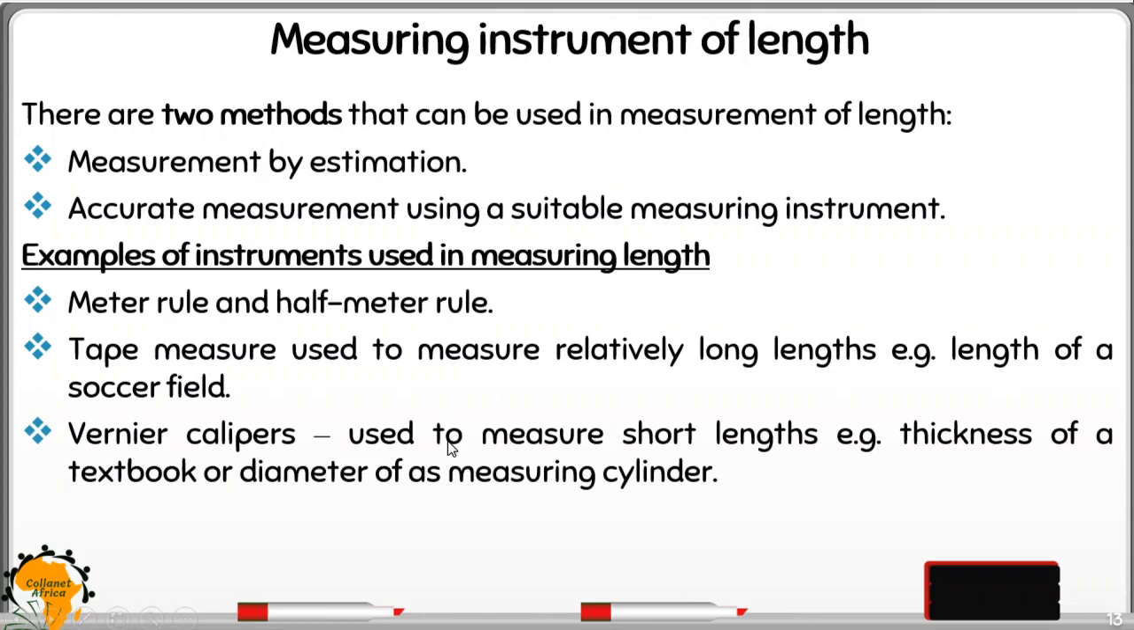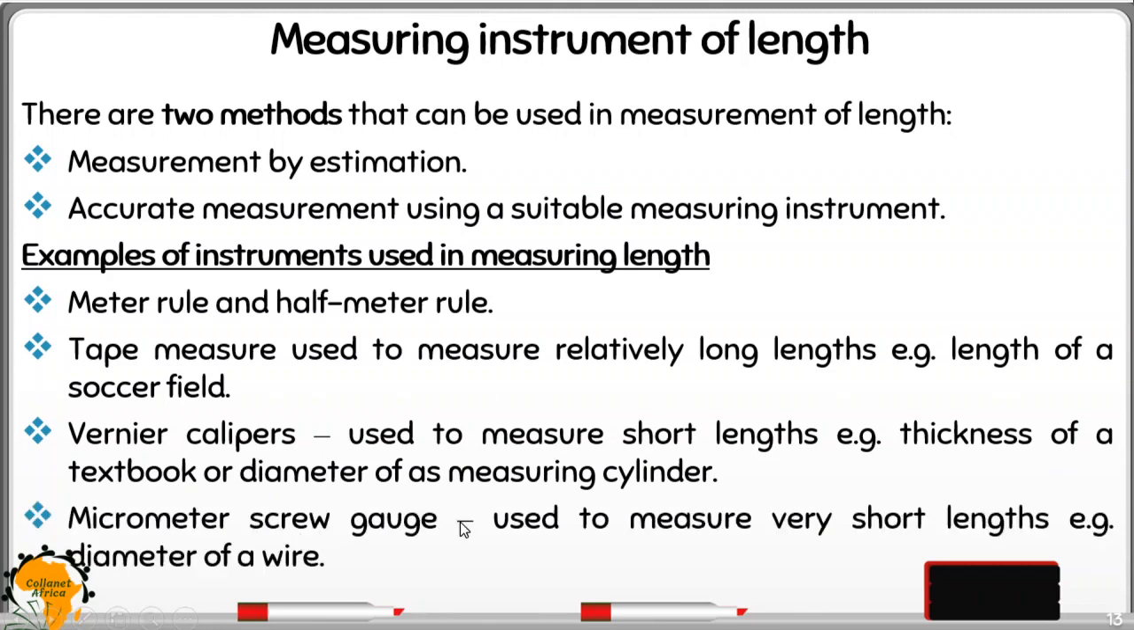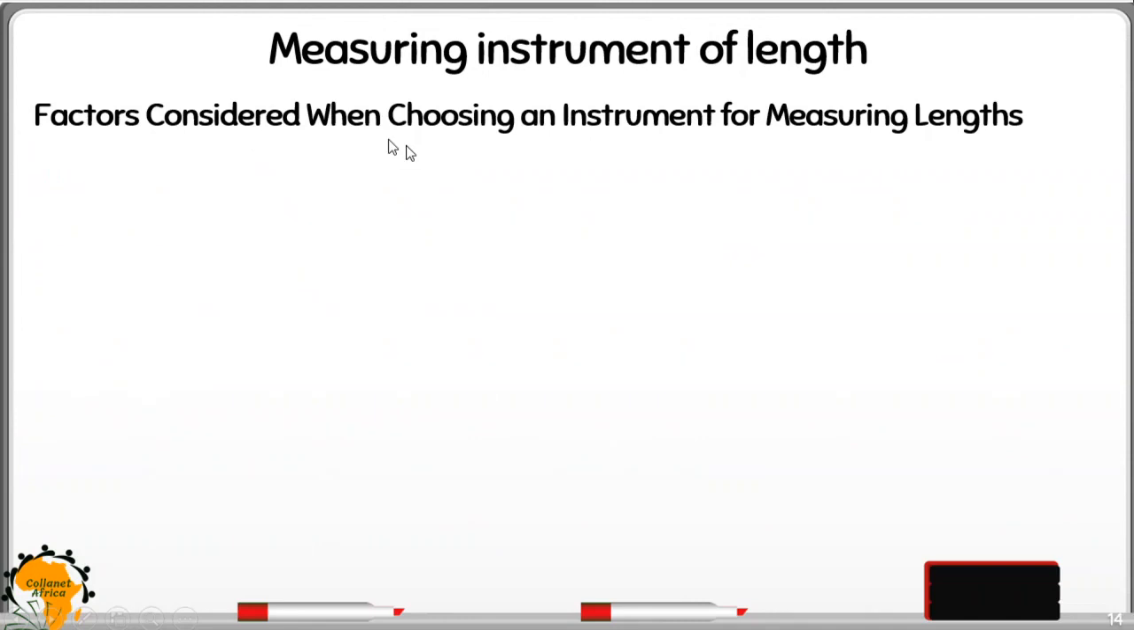Vernier calipers are used to measure short lengths. For example, you want to measure the thickness of your exercise book or textbook, or the diameter of a measuring cylinder in the lab. You can use vernier calipers. Then we have the micrometer screw gauge. This one is used to measure very short lengths. For instance, you can use it to measure the thickness of your hair, or the thickness of the wire that we use in the lab. Then we move to the factors considered when choosing an instrument for measuring length.